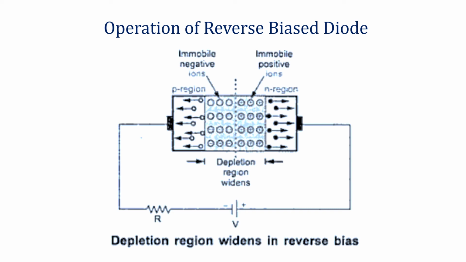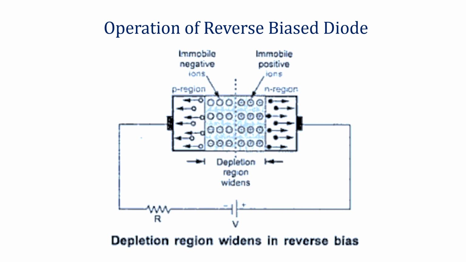Electrons forming covalent bonds of the semiconductor atoms in the p and n-type regions may absorb sufficient energy from heat and light to cause breaking of some covalent bonds. Hence, electron-hole pairs are continually produced in both the regions.